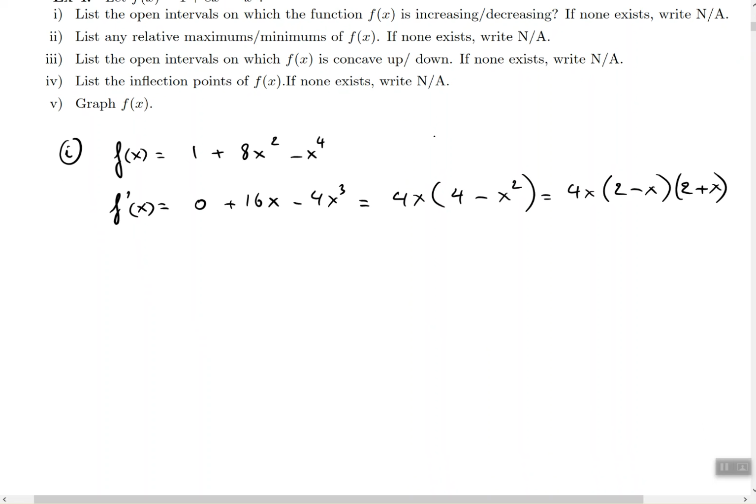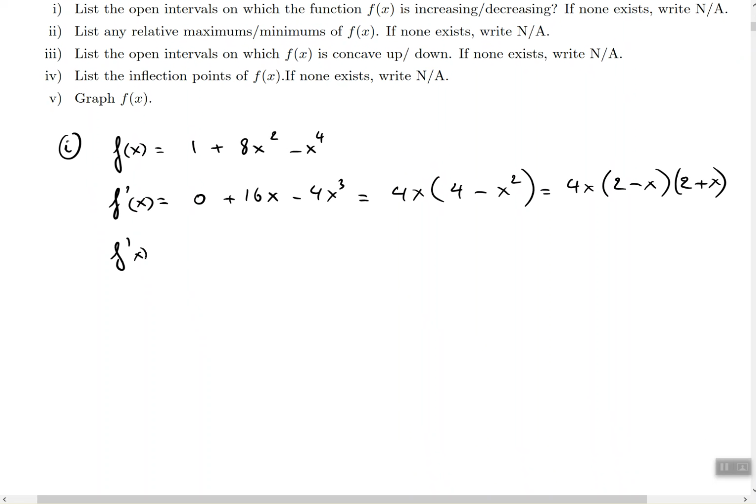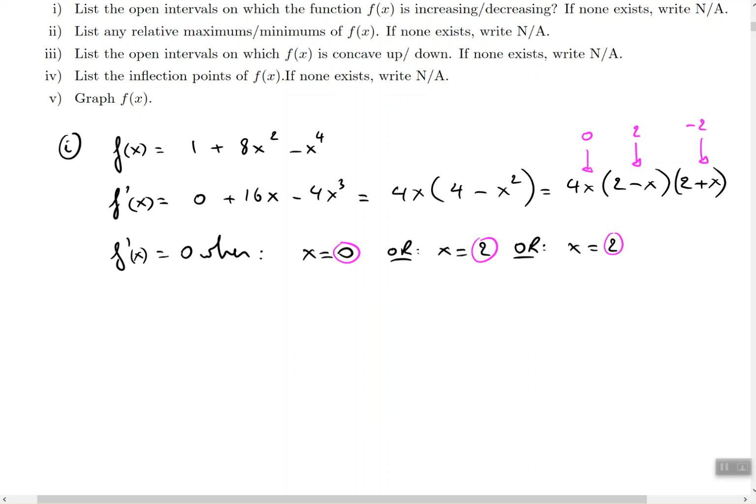And what makes the derivative equal to 0? What makes it undefined? So f prime of x equals 0 when x is 0, or x is 2, or x is negative 2. So basically each one of the parentheses will be 0. This one happens to be 0 when x is 0, this one will be 0 when x is 2, this one will be 0 when x is negative 2. And those are the numbers that I'm basically writing, so let's say the last one, negative 2.